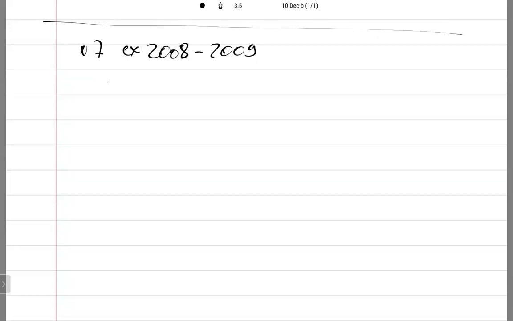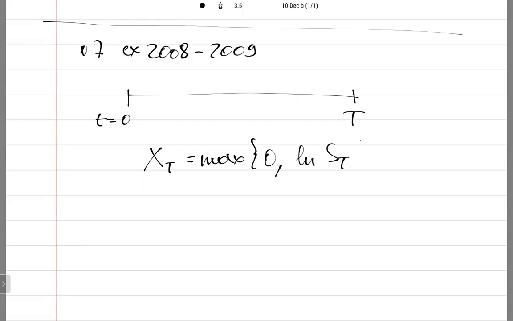So we have a European type claim. Now is time 0. We have time big T. And the European claim pays you at time T the maximum of 0 and the logarithm of ST. So T is fixed in the contract. And basically our goal is to find X0 in the framework of the Black-Scholes model.